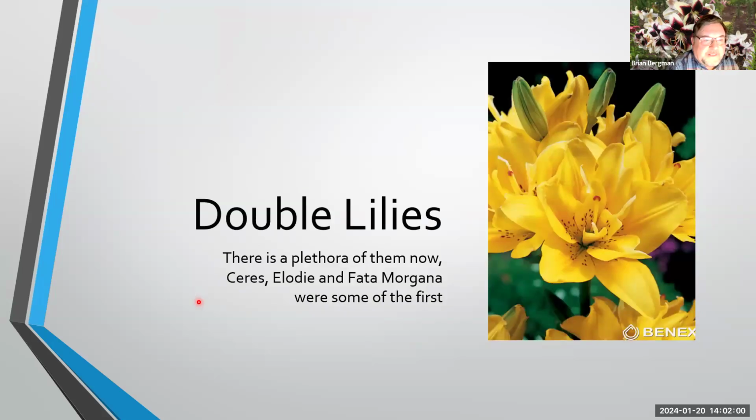Now we're going to talk about double lilies, our favorite double lilies. The picture on the right is Fata Morgana. That's still around, and it's a lovely yellow double. It was named for Fata Morgana, a witch in Holland. That's all I know. Next slide.